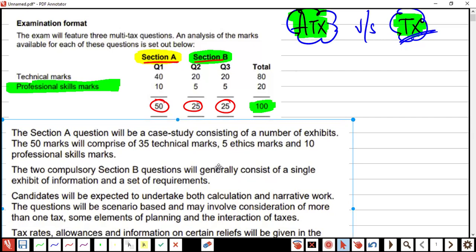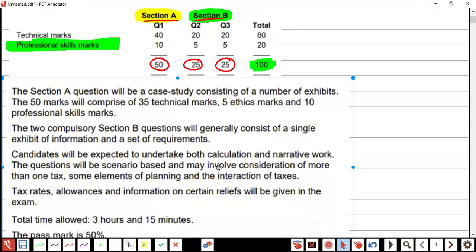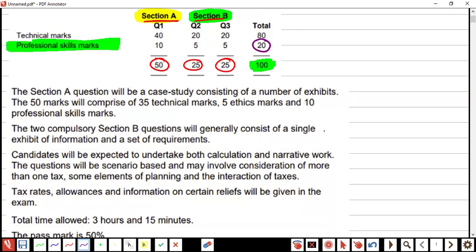But the students who have already taken SBL or these types of papers are aware of what skill level marks or professional skill marks are. Now I'm going to explain to you. Out of 100 marks, 20 marks are going to be awarded by the ACCA examiner for professionalism.